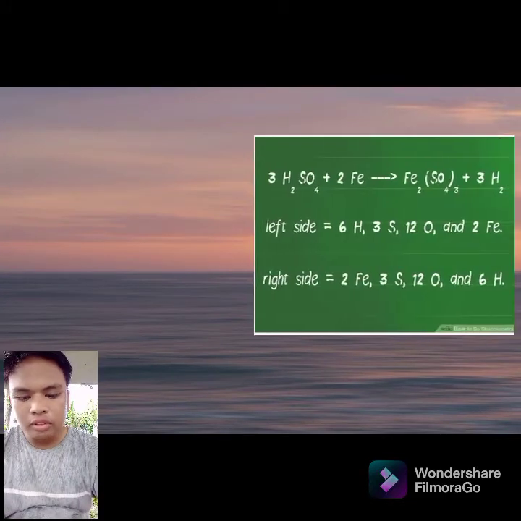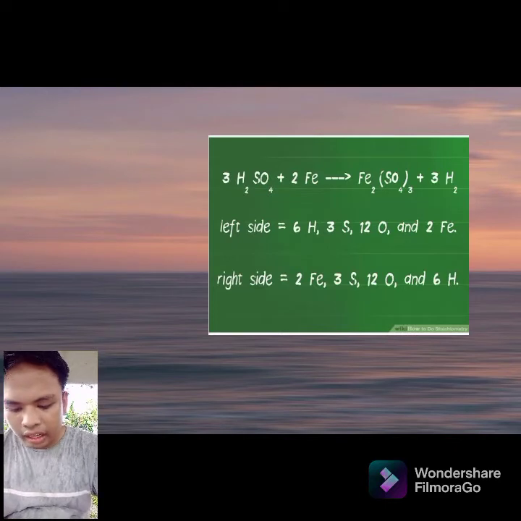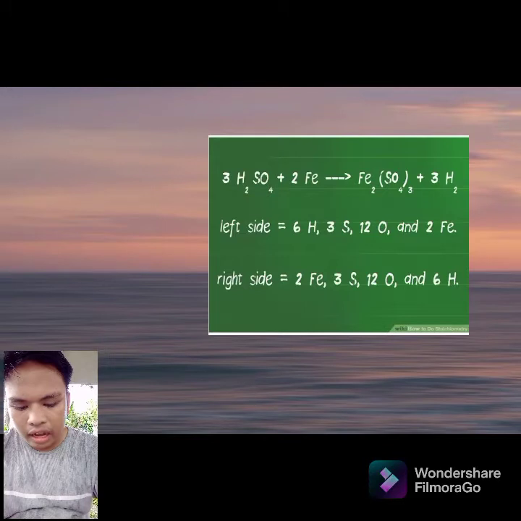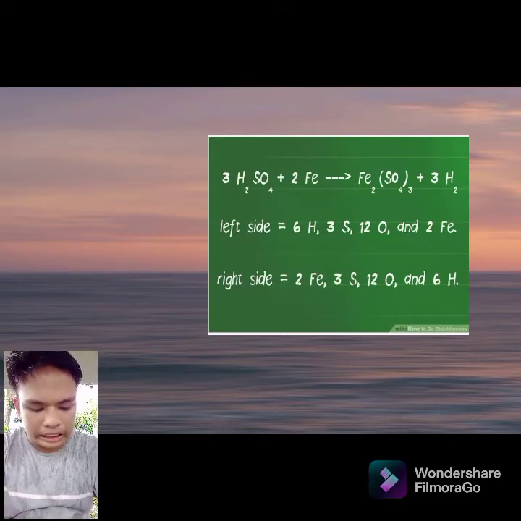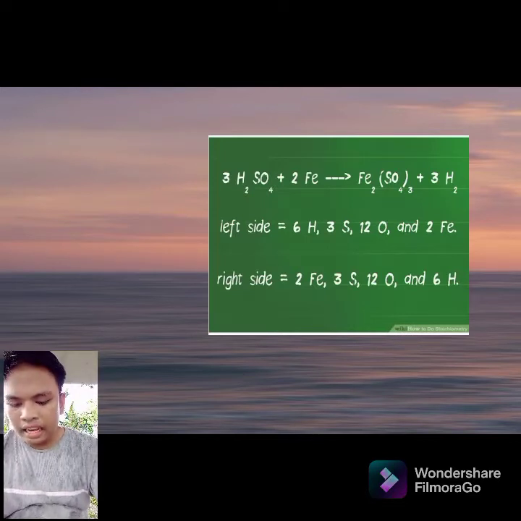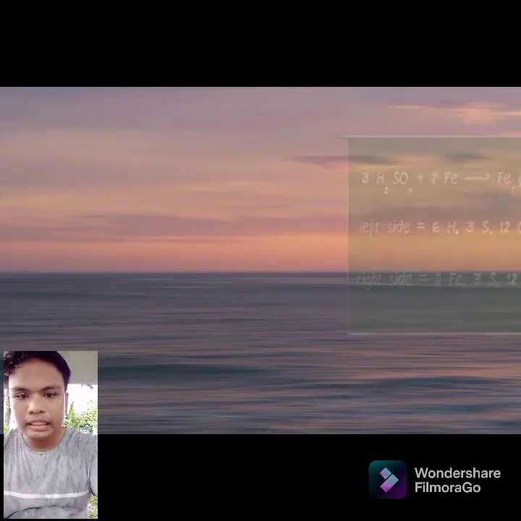Recount the number of atoms on each side of the equation to make sure that they are equal. Let's check our equation, 3H2SO4 plus 2Fe gives Fe2(SO4)3 plus 3H2, for balance. On the left side of the arrow, there are 6 hydrogen, 3 sulfur, 12 oxygen, and 2 iron. On the right side of the arrow, there are 2 iron, 3 sulfur, 12 oxygen, and 6 hydrogen. The left and right side of the equation match, therefore, it is now balanced.